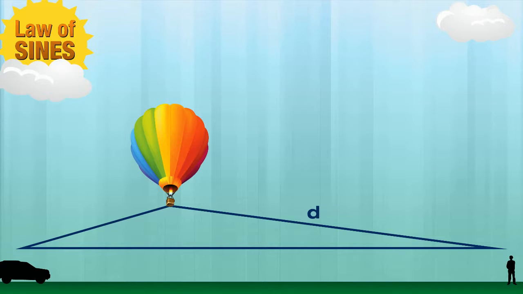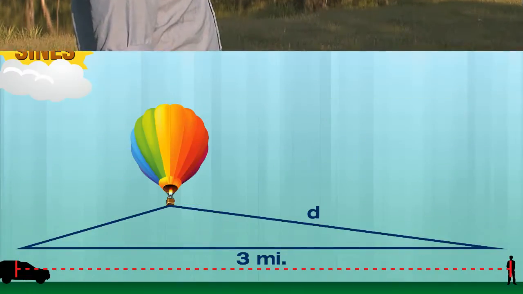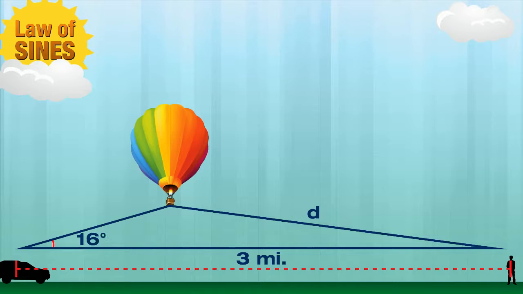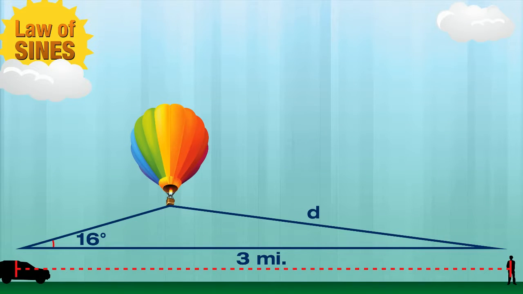First, start with what we know. Kyle is 3 miles from the launch site. Next, Kyle and I can find the angle of elevation using clinometer apps on our phones. The angle of elevation from the launch site is 16 degrees. Kyle, what's your angle? The angle is 8 degrees. The angle of elevation from his end is 8 degrees.